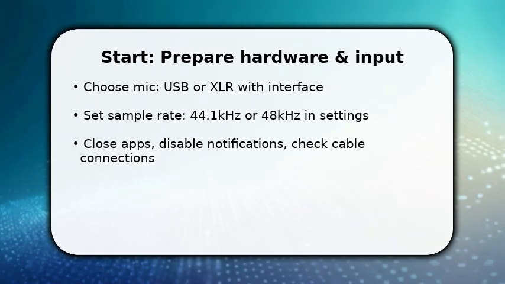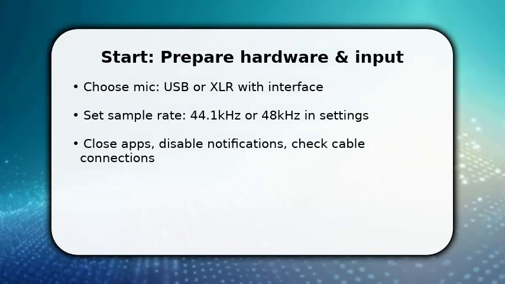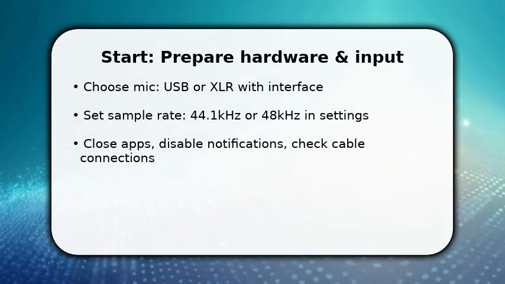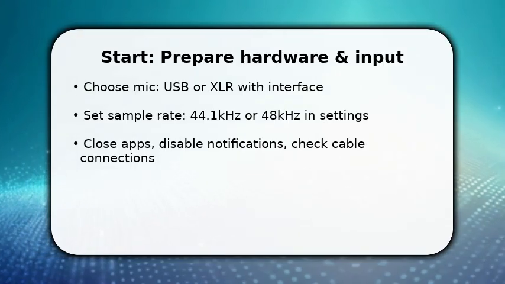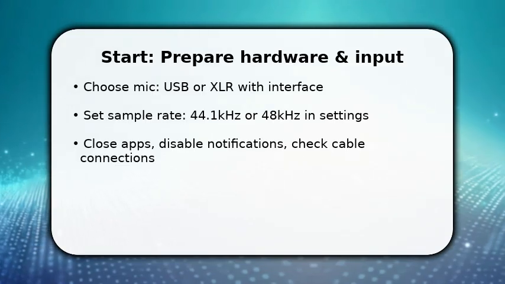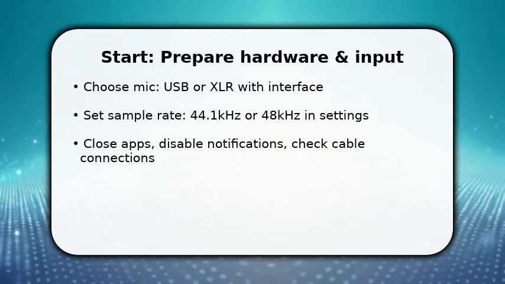Once connected, open Windows or System Audio Settings and set the sample rate to 44.1 kHz or 48 kHz so files match common standards. Make sure the mic is selected as the default input. You're doing this now to prevent mismatched formats and latency later, so confirm levels visually and by a quick test recording.